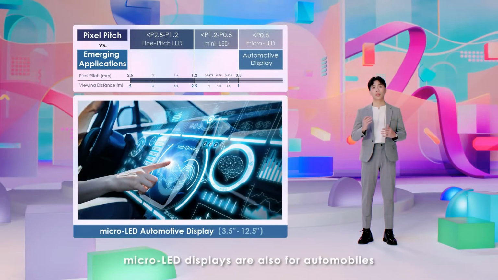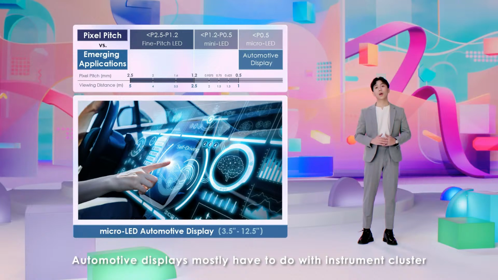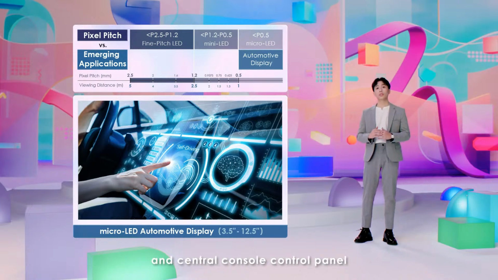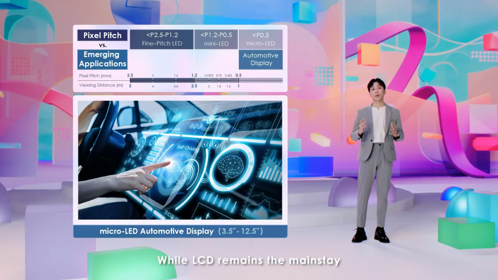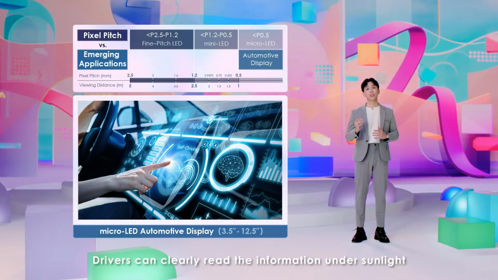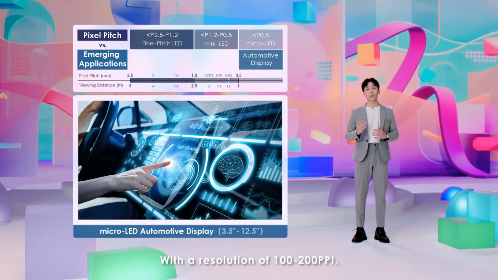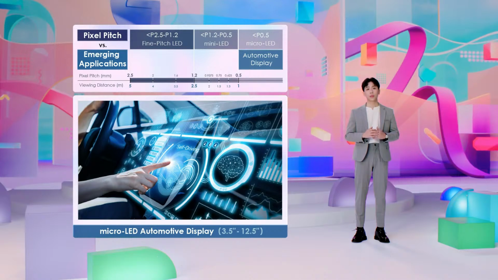Micro LED displays are also for automobiles. Automotive displays mostly have to do with instrument cluster and central console control panel. While LCD remains the mainstay, micro LED panels excel in brightness. Drivers can clearly read the information under sunlight. With a resolution of 100 to 200 ppi, existing automotive display panels are quite readable.